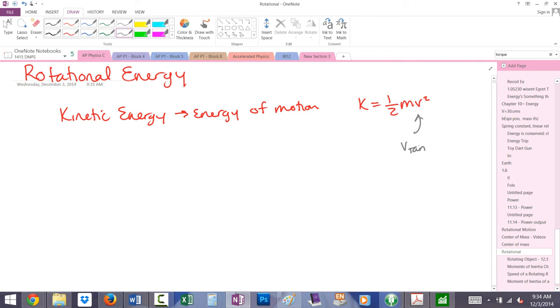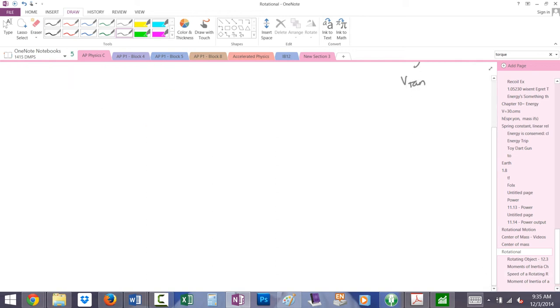If something is rotating, does it have kinetic energy? Yes, because it's moving, right? So it still has kinetic energy, but it's a little bit different. We can define it a little bit differently to make our lives easier. So let's look at an example. This is not a meaty example, but a thinking example to develop an idea of what's going on here.